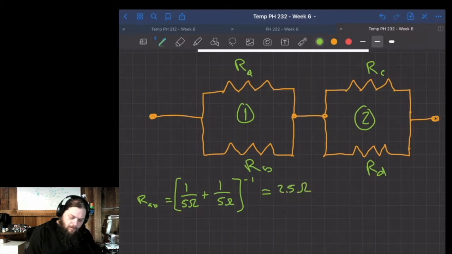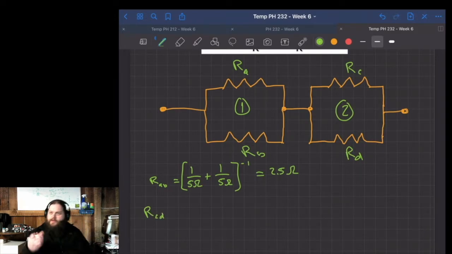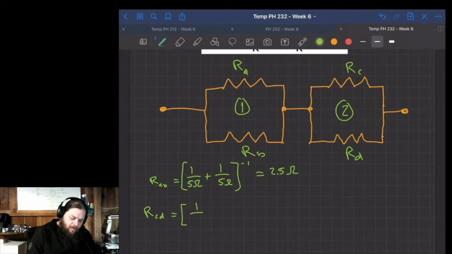And then looking at the second group, RCD. That's that combination. We want to add those two, resistor C and resistor D, in parallel. Well, that's going to be the same thing, right? Because they're all the same value.